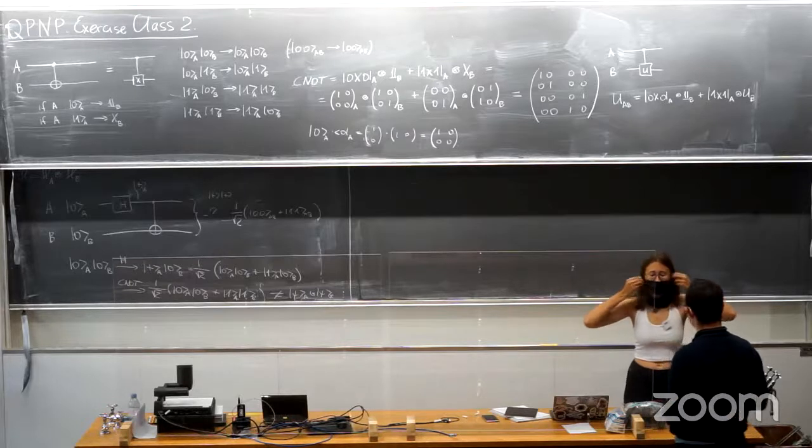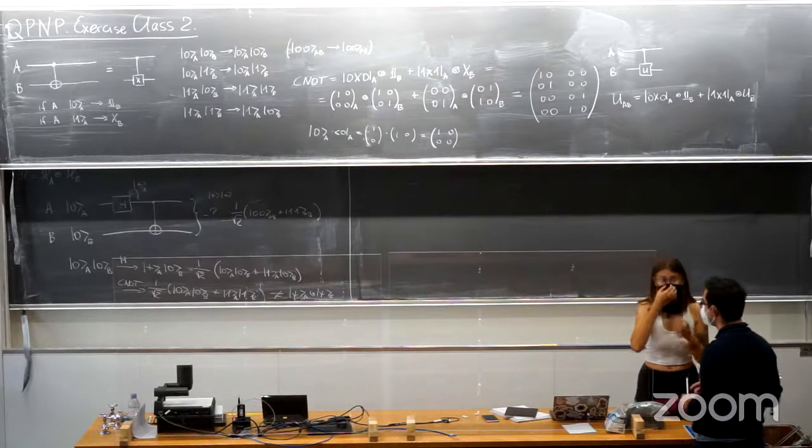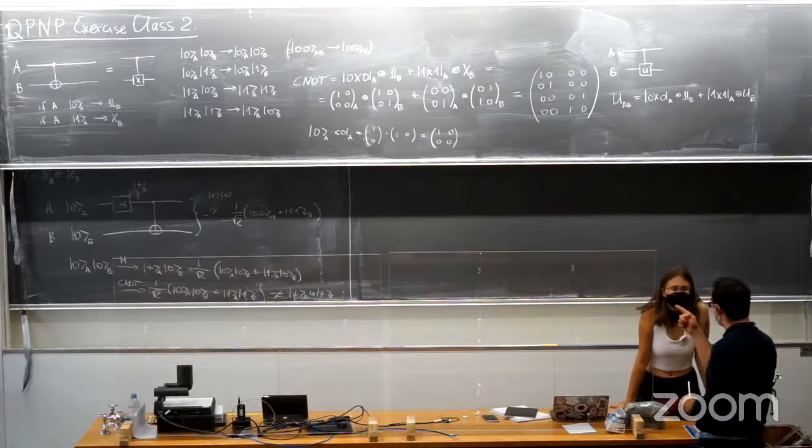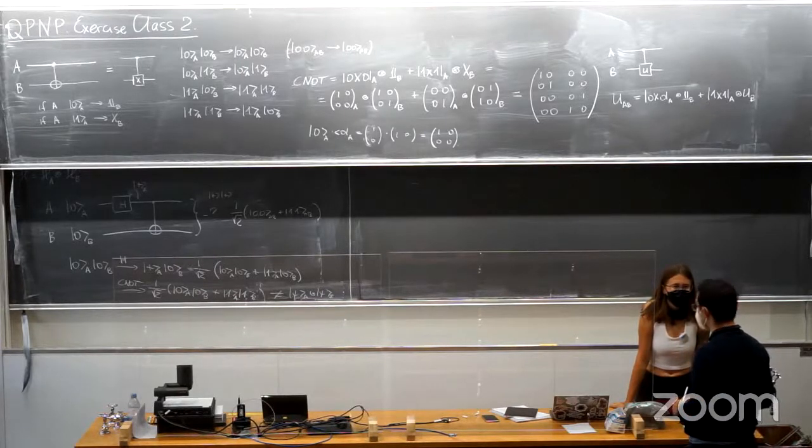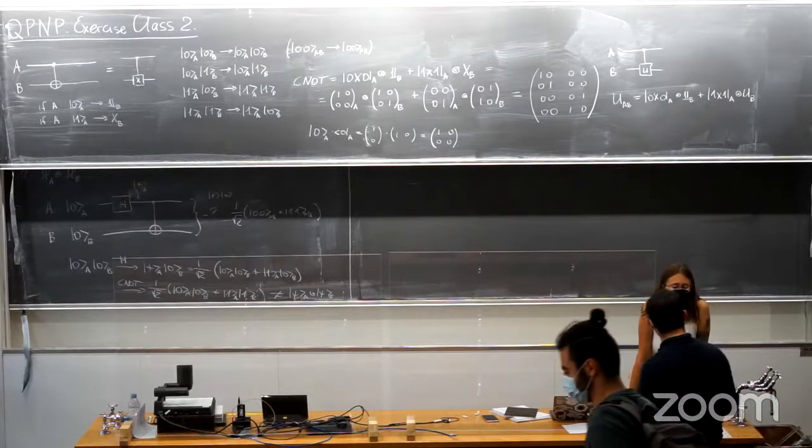Sorry, I just wanted to quickly ask. So basically, if we now measure this kind of state, we have a 50-50 chance of either getting both zeros or both ones? Yes. Okay. Nice.